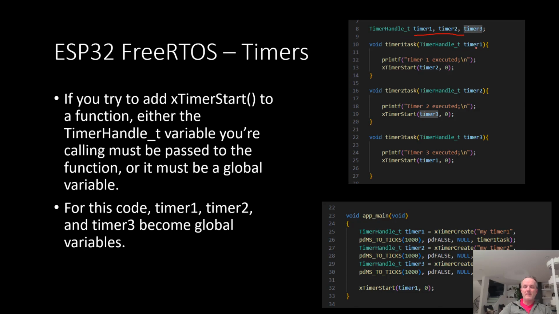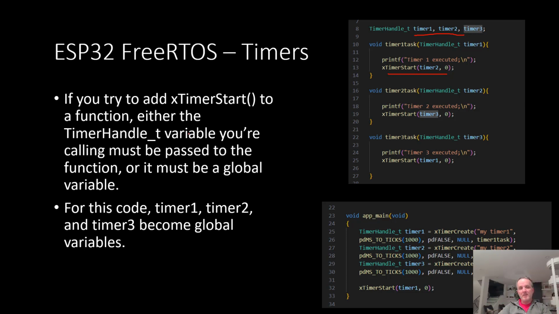So timer 1 task receives timer 1, prints timer 1 executed, and then you do xTimerStart for timer 2. So this starts the timer over here. This executes after the 1 second duration of the timer. Then this one, because of this call here, starts, and it prints timer 2 executed. Then it starts timer 3. And then timer 1 goes back and gets called. And so we get into this loop of activity of just regularly outputting stuff to the terminal.